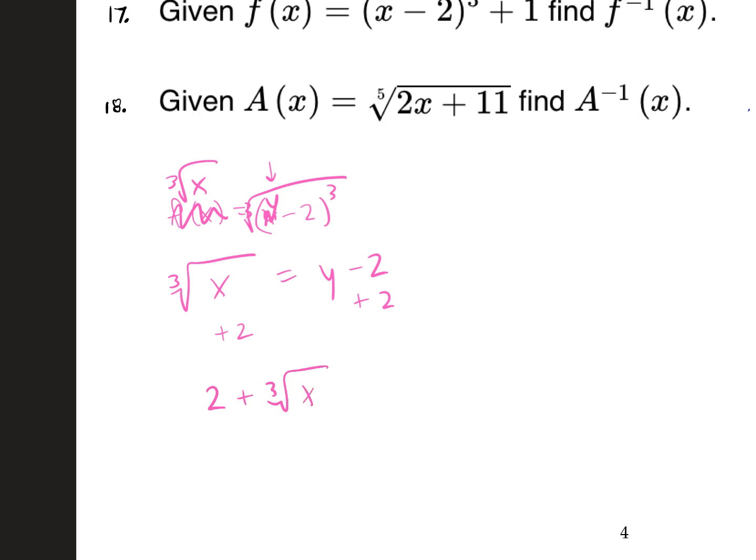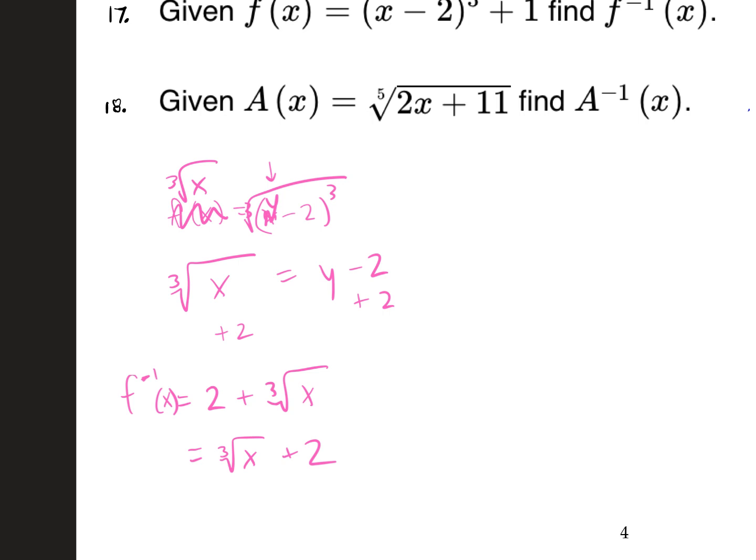You could write it the other way and say the cube root of x plus 2, but that 2 does not go inside the radical. So we're done. We just need to name it. This is f inverse. Again, you could also write it like the cube root of x plus 2. Just make sure that 2 is not inside.